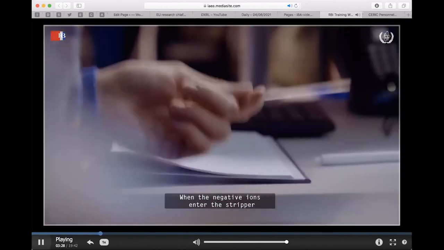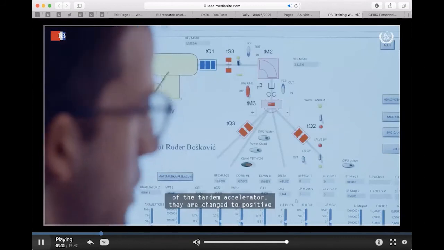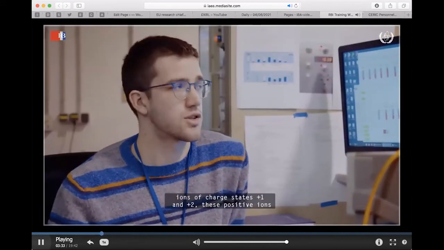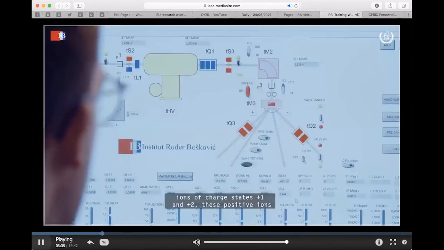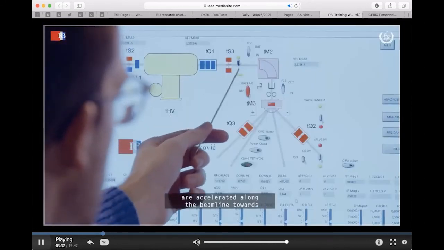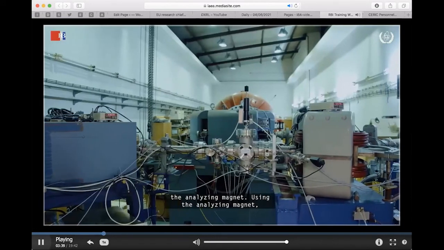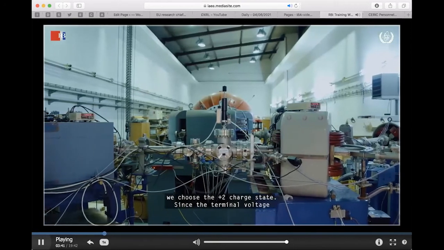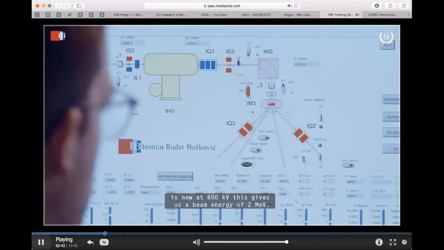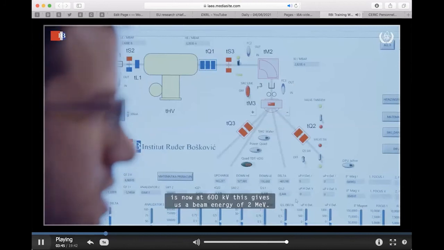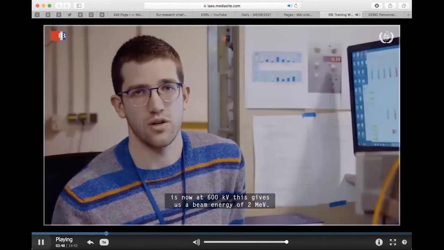When the negative ions enter the stripper of the tandem accelerator, they are changed to positive ions of charge states +1 and +2. These positive ions are accelerated along the beamline towards the analyzing magnet. Using the analyzing magnet, we choose the +2 charge state. Since the terminal voltage is now at 600 kilovolts, this gives us a beam energy of 2 mega electron volts.